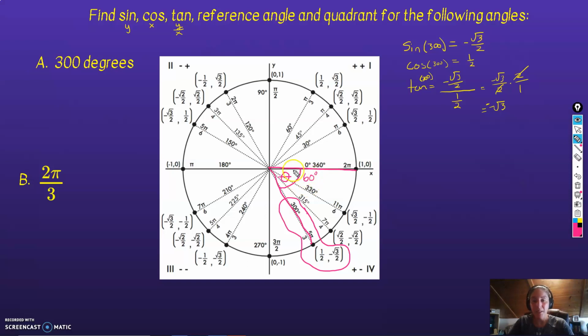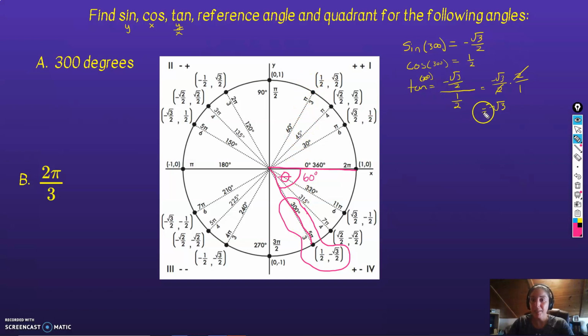Basically what we're saying is this slice here is like a mirror image of this slice here. And notice that our sines and cosines are really similar except the positive and negative signs are different, right? Sine of 300 is negative root 3 over 2. Sine of 60 is positive root 3 over 2. Cosine of 300 is 1/2. Cosine of 60 is also 1/2, right? Because in this particular area, cosine is positive for both of these slices.